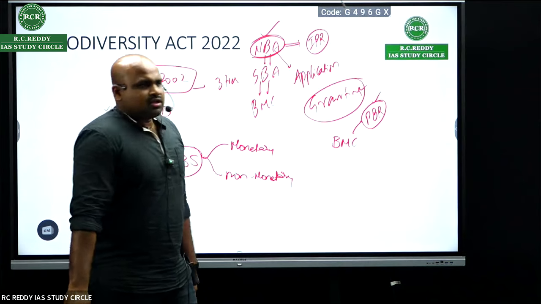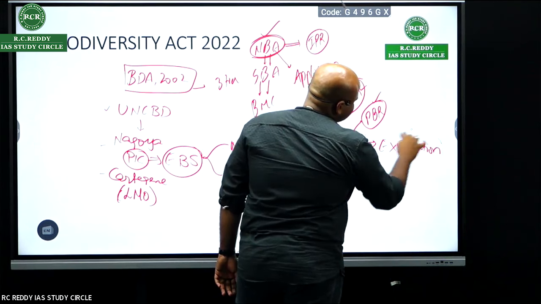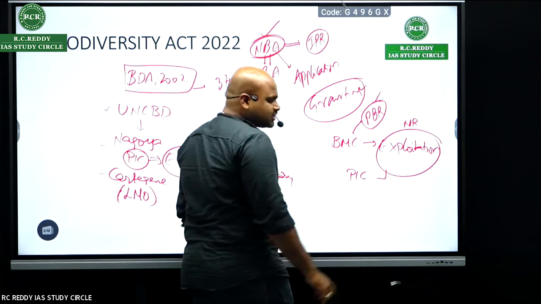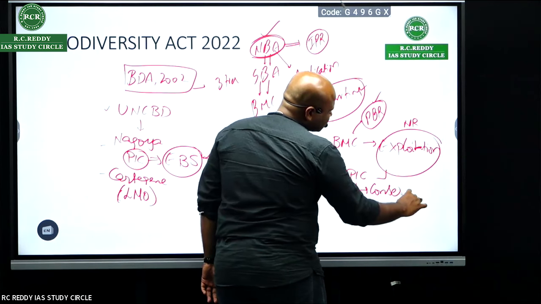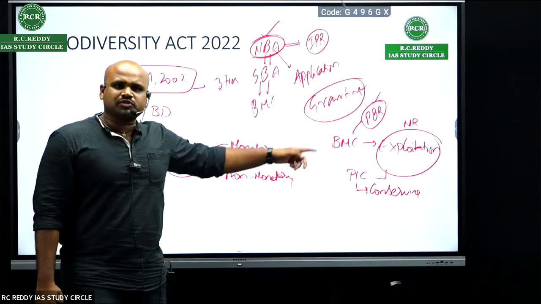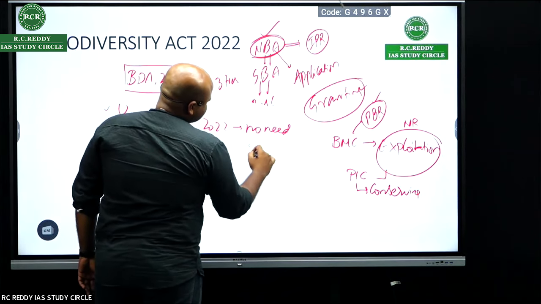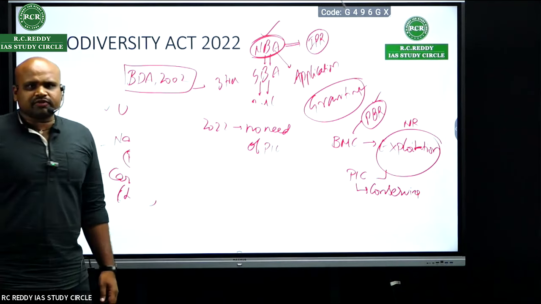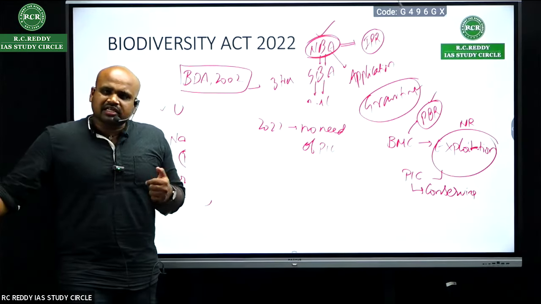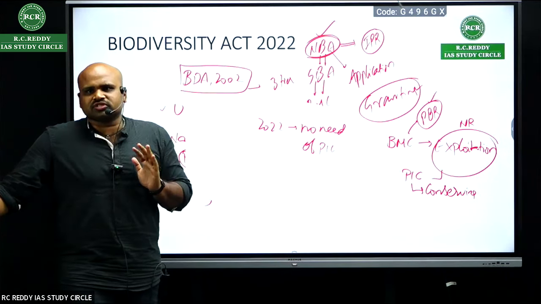The second thing that you'll have to see in this context is, when you talk about the aspects of BMCs and PBR, for any sort of exploitation of resources, especially the natural resources, you were supposed to have prior informed consent of whom? Prior informed consent of those people who are conserving these resources. That was the clause in the 2002 Act. But in 2022, it said there is no need of prior informed consent from the conservators or from the people who are conserving these biological resources. If it is needed, the necessary permission can be directly taken from NBA and the necessary exploitation of these natural resources can be taken up.